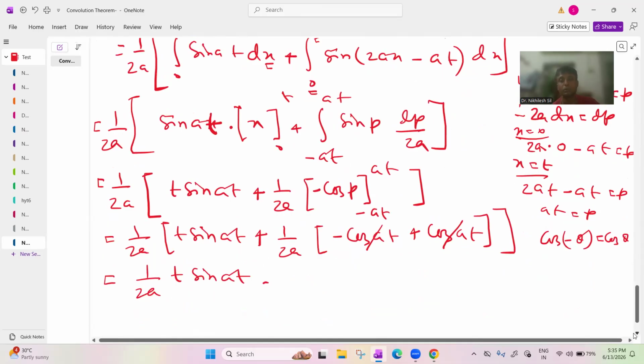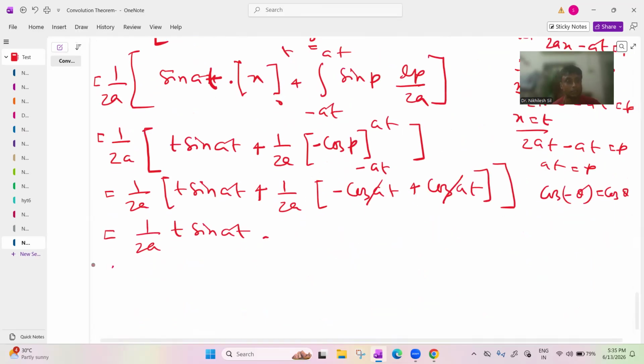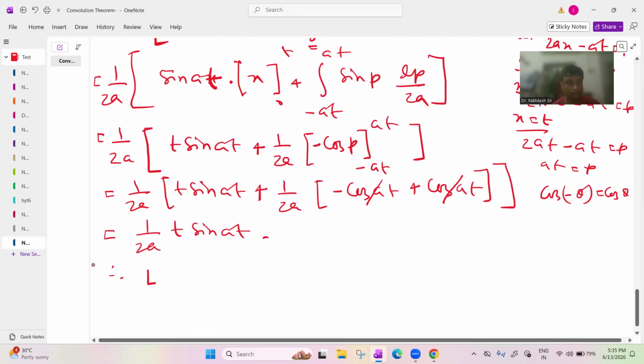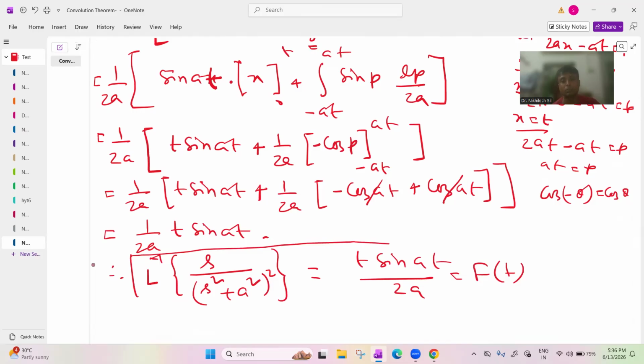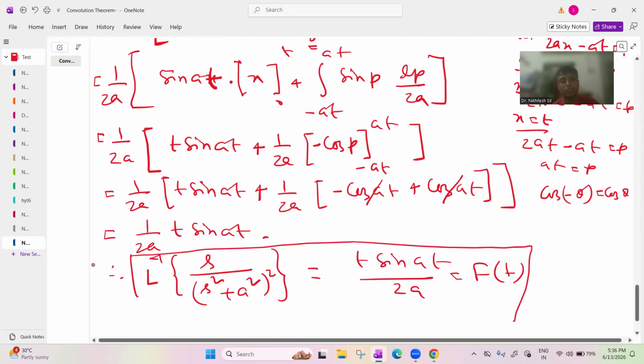So therefore, L inverse of s by s square plus a square whole square is equal to t sin at by 2a. Okay, clear? So in this way, with the help of the convolution theorem, very easily we can find the value of the inverse Laplace transform.